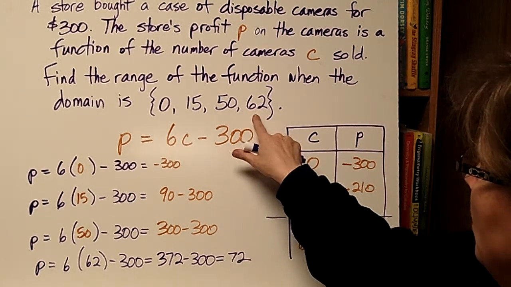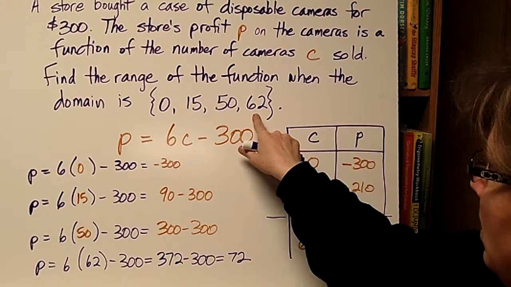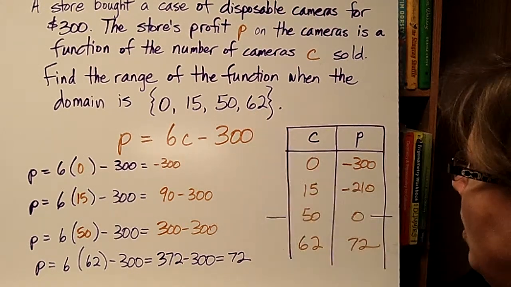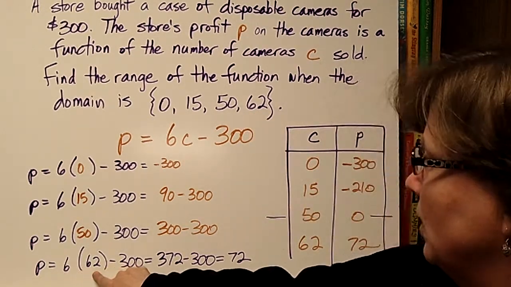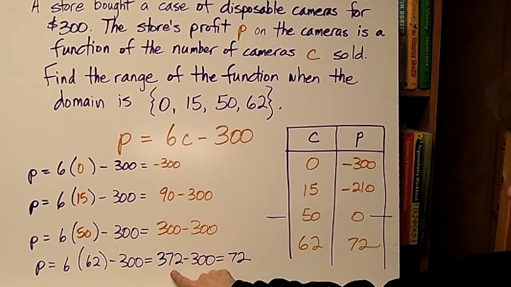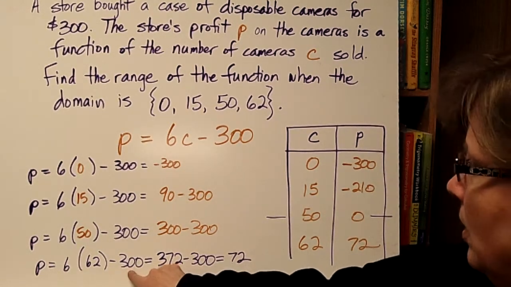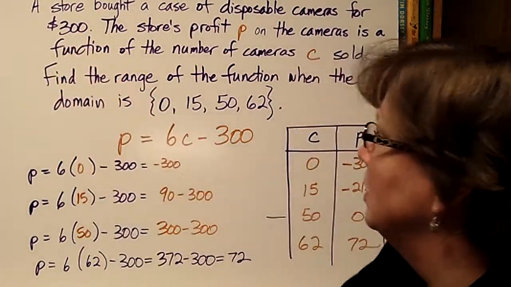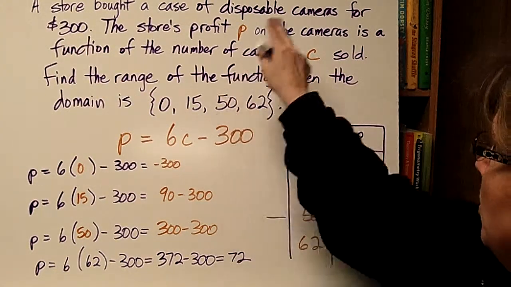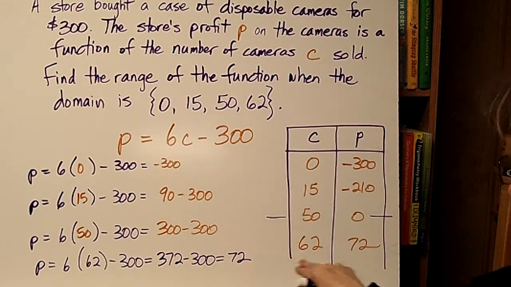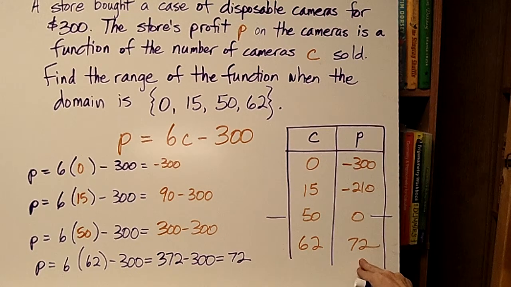And they ask us to try for 62 cameras. How much money will the store make in profit at this point? We have 6 times 62, which is 372. Take away the original thing that they spent to get the disposable cameras, and it leaves them with $72 profit.